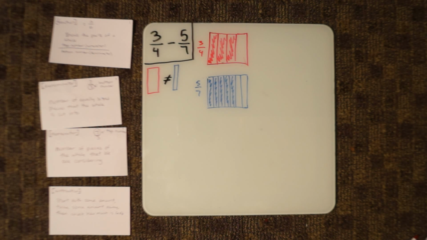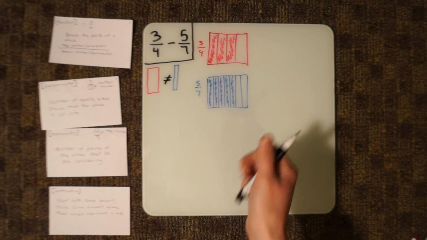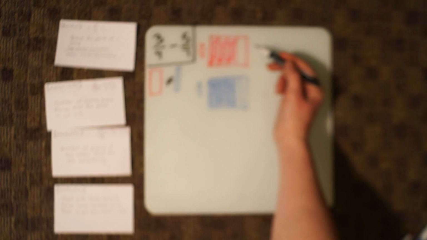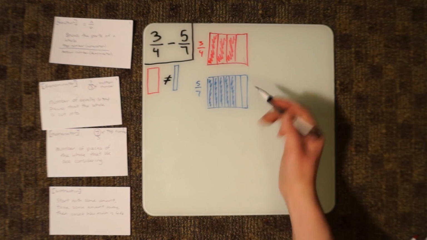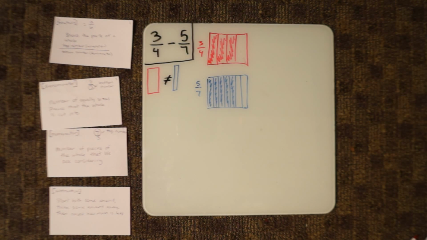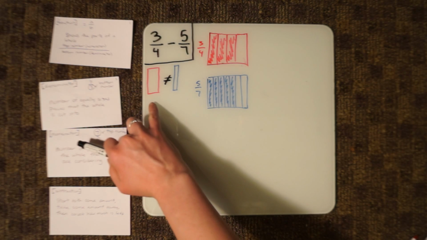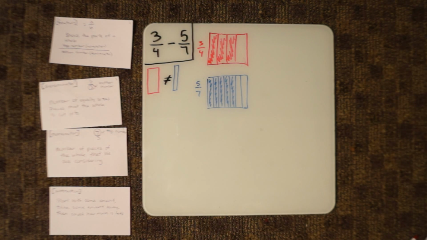But our next step then is to understand what that means in terms of our word problem. So the 3/4 is the amount of the batch that you have, and then the 5/7 is how much your brother ate. So we're supposed to subtract these. However, you'll notice that the parts of these wholes are not the same size. In order to subtract, the sizes of the pieces that make up the whole need to be the same.